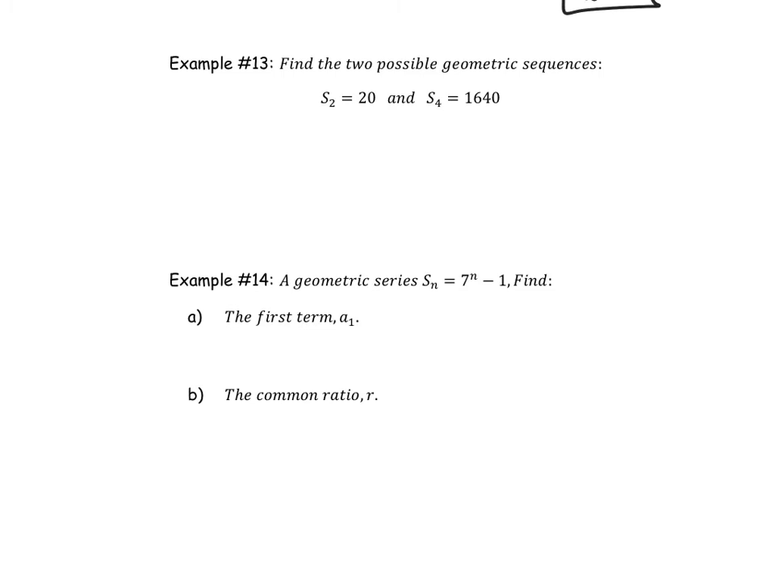But you know what? Struggle through it. Maybe try this on the side and see what happens. So S sub 2. S sub 2 is a sub 1 plus a sub 2 in any series, right? The first term plus the second term. So a1 plus a2 is equal to 20. Okay, then the sum of the first 4 terms, S sub 4, is a1 plus a2 plus a3 plus a4. So the sum of those first 4 terms is 1640.